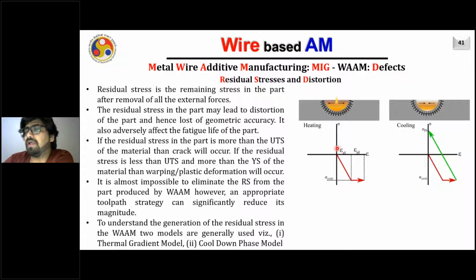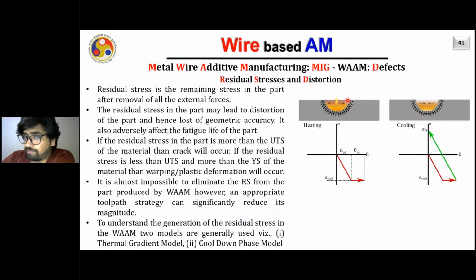As you can see here, in the center part, which is liquid, no stress will be there. But if you go away from the melt pool, the stresses will keep on increasing on the negative side, meaning the compressive stresses are increasing, and they become constant further into the substrate, away from the melt pool.